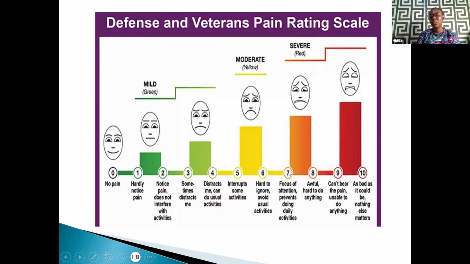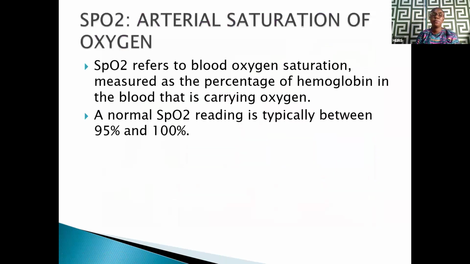And by the time you get into 7, 8, 9, and 10, your patient is probably crying or wincing in pain or screaming out or rolling about in pain. So those are not pains you want to keep in the house. Those are not pains for caregivers. Those are pains that should get to the hospital within the shortest time possible.